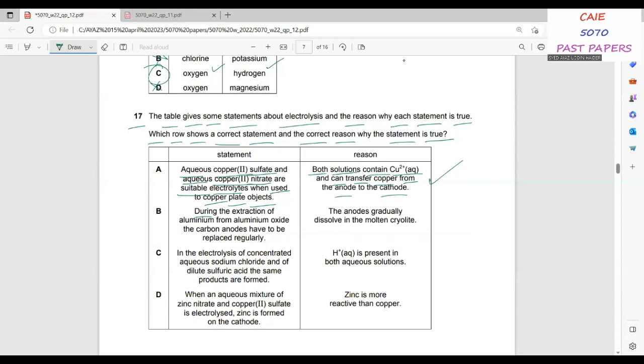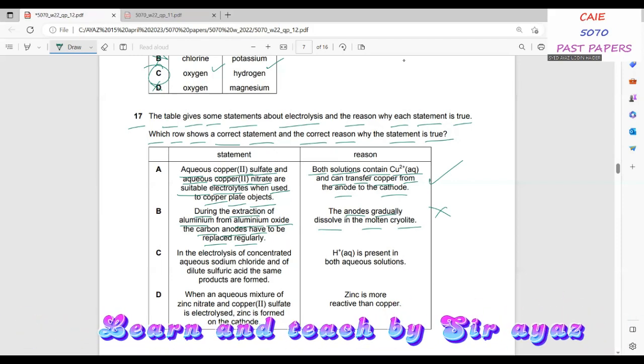B. During the extraction of aluminium from aluminium oxide, the carbon anodes have to be replaced regularly. Reason: the anode gradually dissolves in molten cryolite. This is wrong because the anode oxidized does not dissolve in the molten cryolite. It reacts with the oxygen produced.